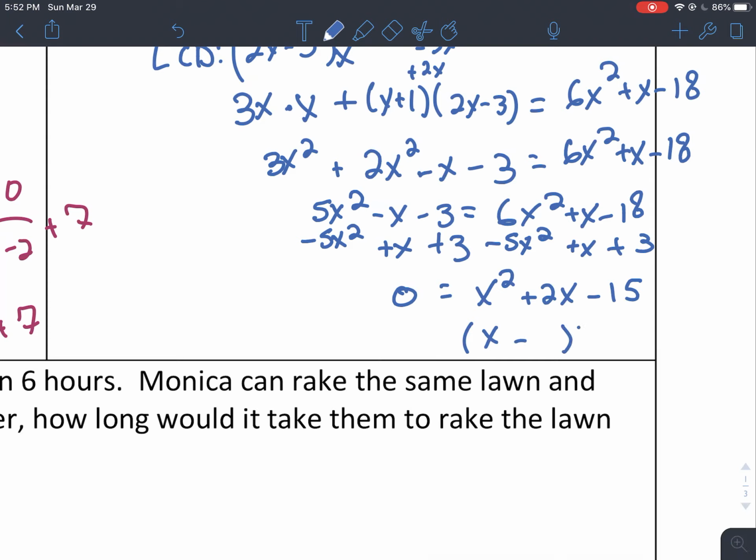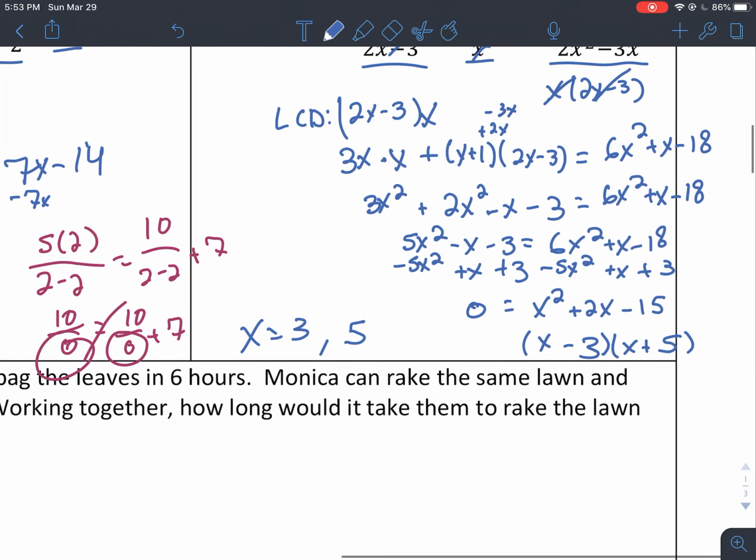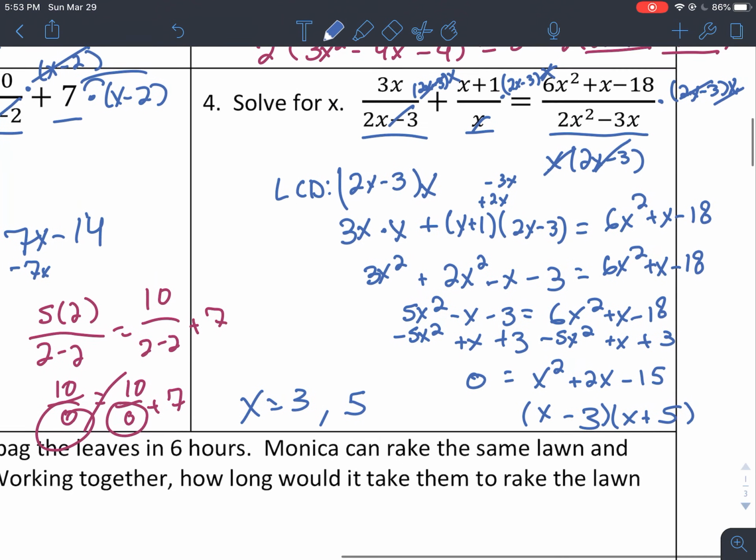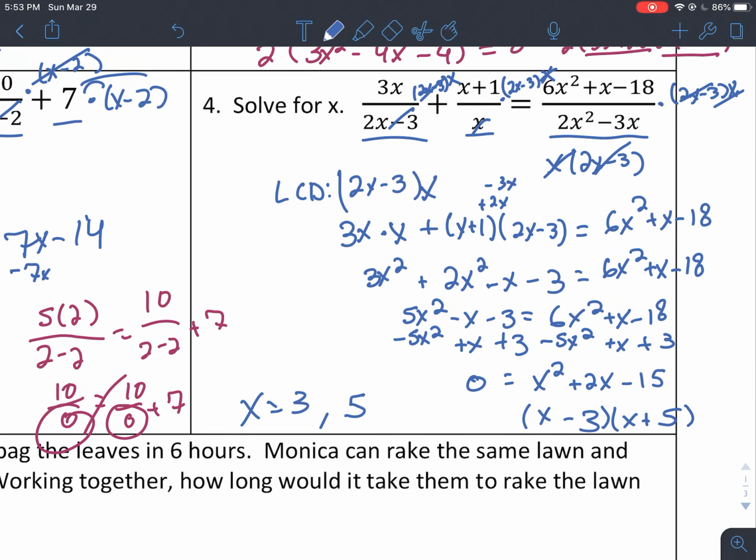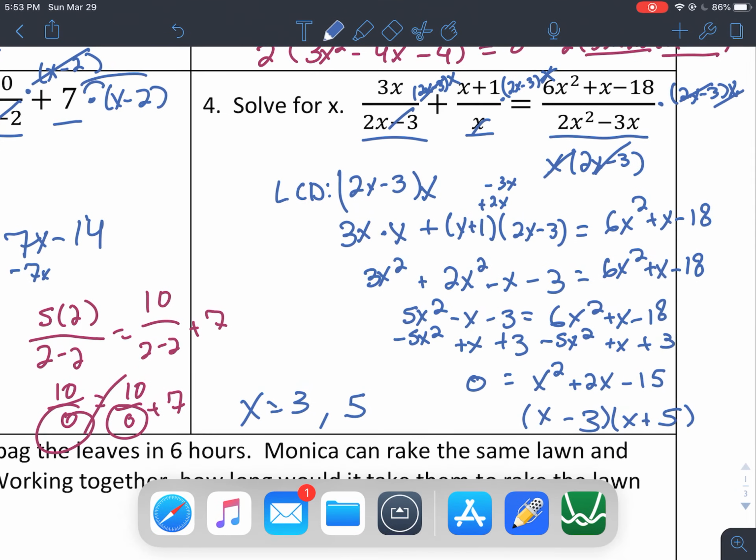Hopefully that factors. X minus, x plus, looks like 5 and 3. So then x can be 3 and x can be 5. Let's see if either of those is extraneous, right? So we look back up here for an extraneous solution. It looks like we can plug them both in, okay?